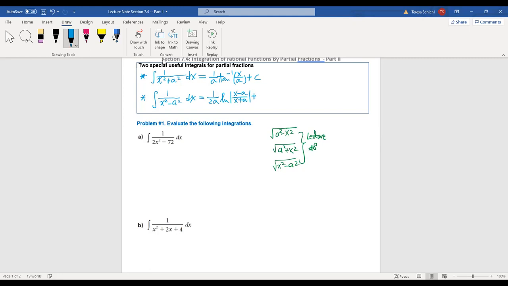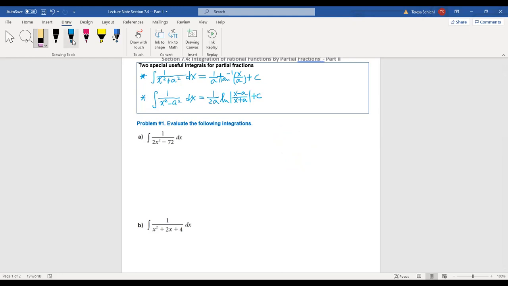Like I say, if you can remember them, that's good, and when you try to do the integration, it will be fast. You can just write down the formula. If not, you certainly can derive it. It's not difficult to derive these two formulas.